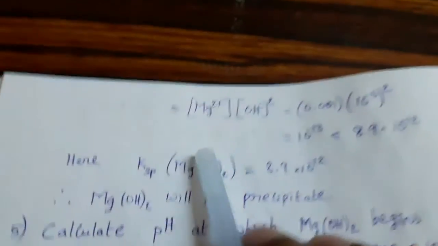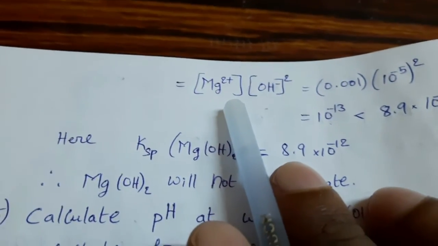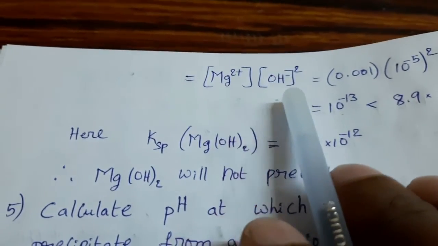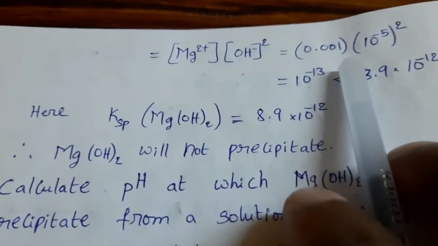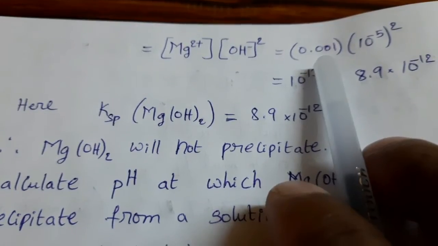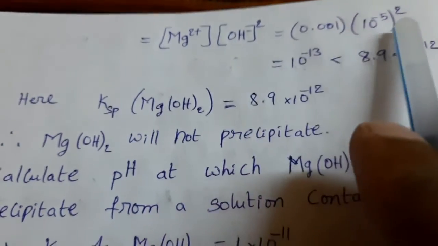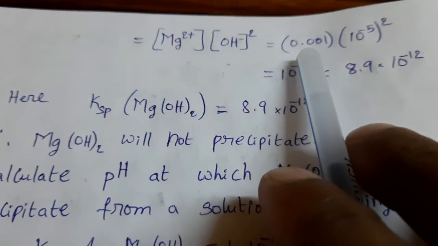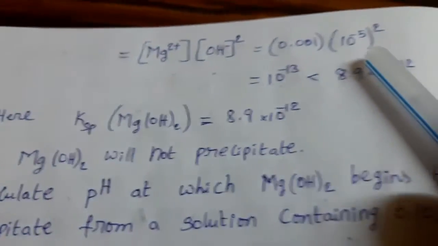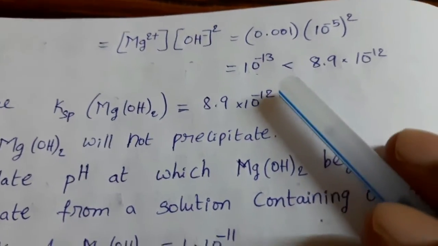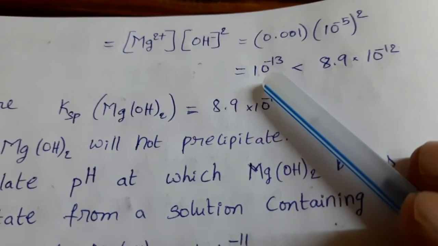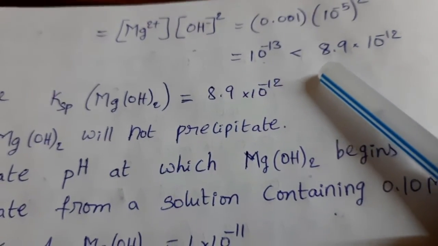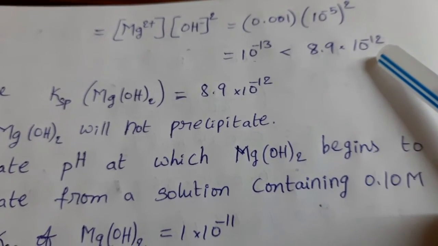In this case, Mg2 plus ion concentration into OH minus ion concentration whole power 2. Mg2 plus, what is the concentration? 0.001. OH minus ion concentration 10 power minus 5. This value is given in the question. This value we got. Okay. So from this, what is the product of these two ions' concentration? 10 power minus 13, less than 8.9 into 10 power minus 12.